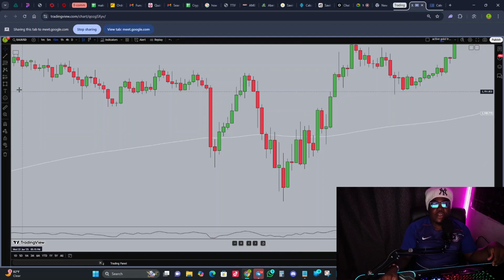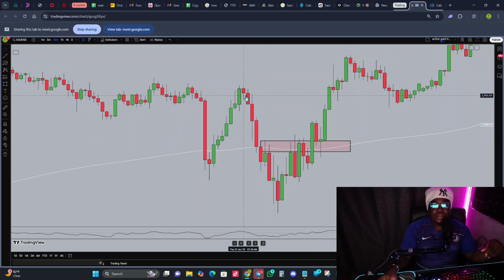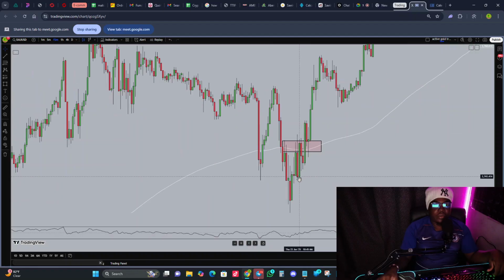If you notice, this is called internal liquidity. We have a little area here that the market broke from. Right? Cool. So the market sells, we print this candle. What we're looking for, right? Because remember, we come in this low here.